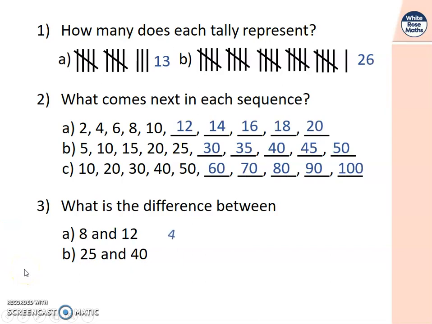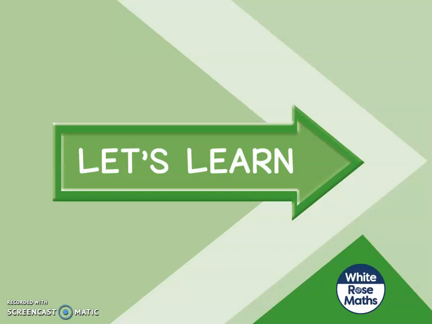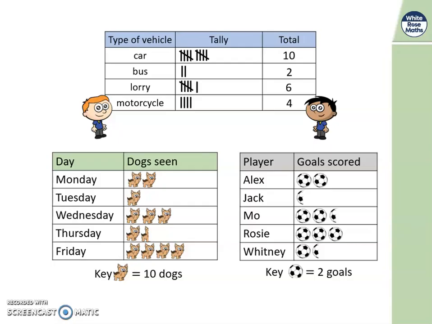And the next one is 25 and 40. Now that's a little bit tricky to count up, but we can count up in 10s. So 35, if we count on one more 10. Add another 5 to make it 40, so the answer is 15. Or you could subtract, it is your choice, whatever's easier for you. So let's get ready to learn about bar charts.